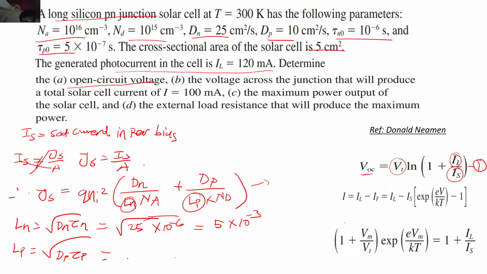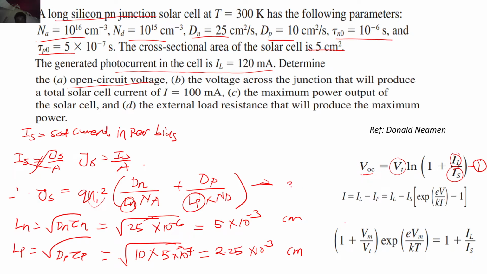And over here, the root of Dp into tau p is there. Dp is 10, and the value of tau p is 5 into 10 to the power minus 7. So it will come out to be around 2.25 into 10 to the power minus 3. It will come in centimeters. So now we have found the value of Ln and Lp. Ni is known to us, 1.5 into 10 to the power 10. So let's calculate the value of JS first.